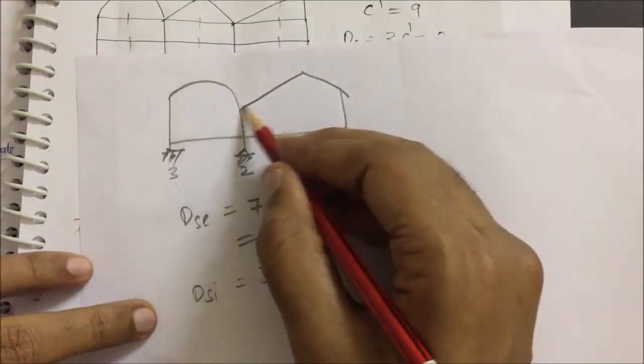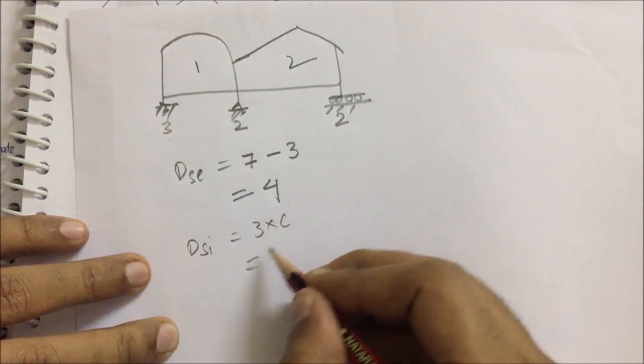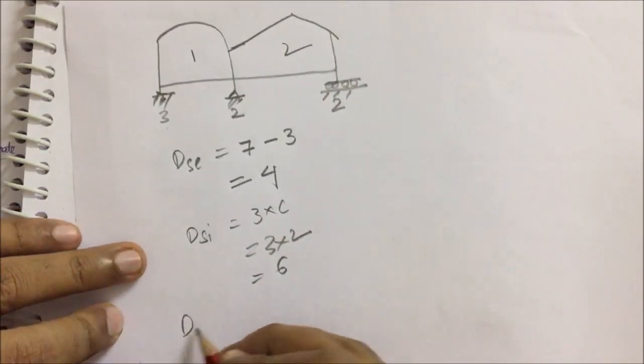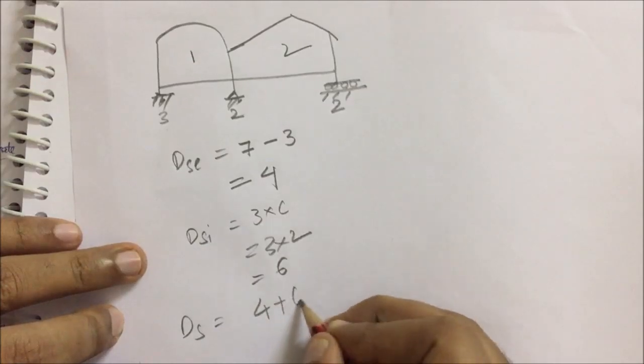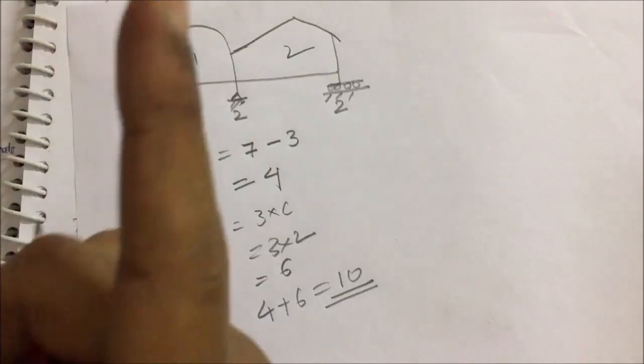So how many closed boxes are there? 1, 2. Okay, so what is your c value? C value is 2. 3 into 2 is 6. So what is your ds? Ds is 4 plus 6 is equals to 10. Simple. This was method number 1.